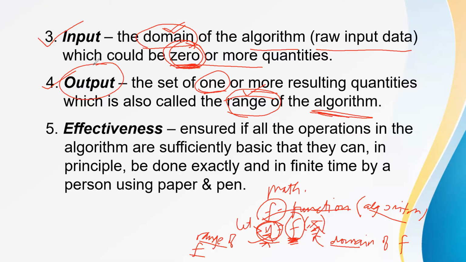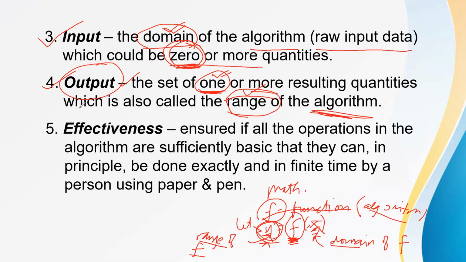I don't think so, right? So that is why it says here that for an algorithm, there must be at least one output, because that algorithm is useless if it has no output. Okay, so there must be at least one output.